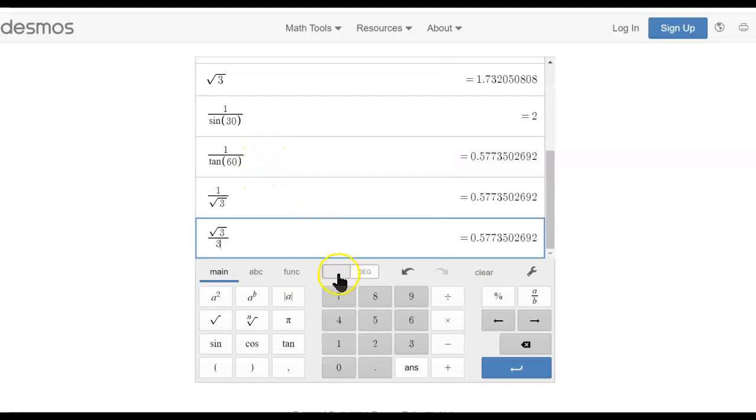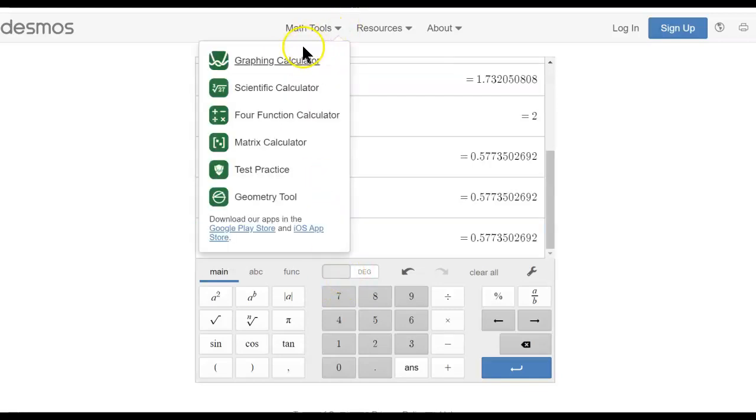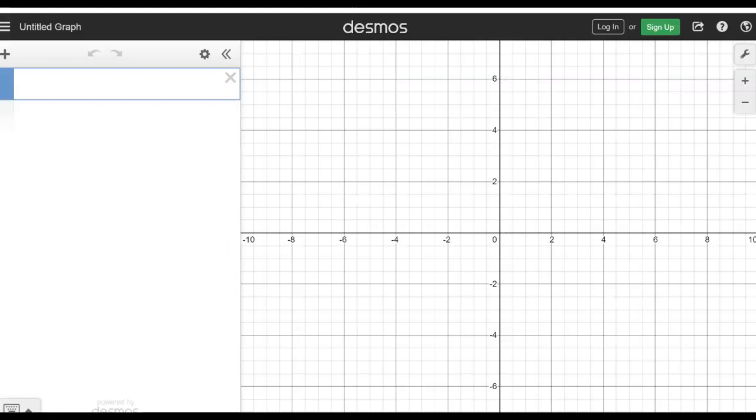One thing to point out is that right here in the middle, this lets us toggle between radians and degrees. We will be talking about radians after our first exam, so you don't need to worry about that at the moment. Now let's switch from the scientific calculator to the graphing calculator.